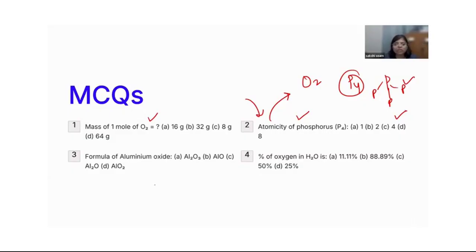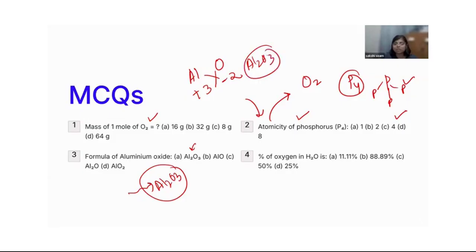What is the formula of aluminium oxide? It is Al2O3, right? That is the formula of aluminium oxide. And I have taught you how. Aluminium, the valency is what? Yes, +3. What about oxygen? Yes, -2. So what does it become? Al2O3.